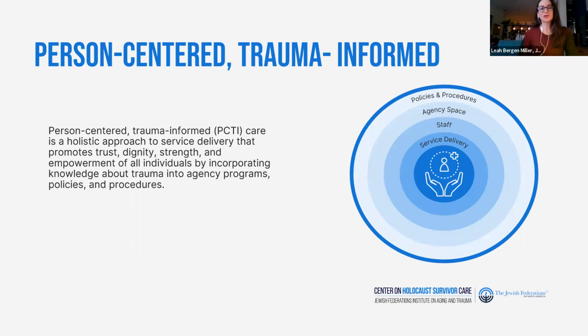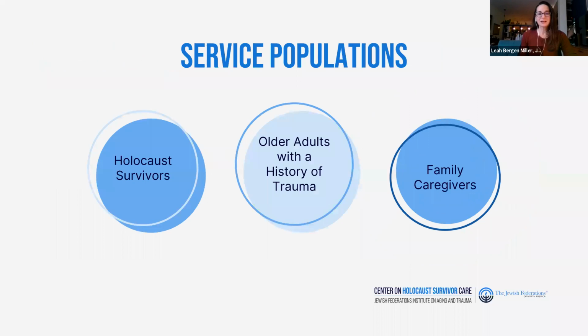Next slide, please. Person-centered trauma-informed care is a holistic approach to service delivery that promotes trust, dignity, strength, and empowerment of all individuals by incorporating the knowledge about trauma into agency programs, policies, and procedures. To learn more about it, please see section 1.4. Next slide, please. This grant focuses on serving at least one of these service populations: Holocaust survivors, older adults with a history of trauma, or family caregivers. You can find the definitions of each of these populations in section 1.6.